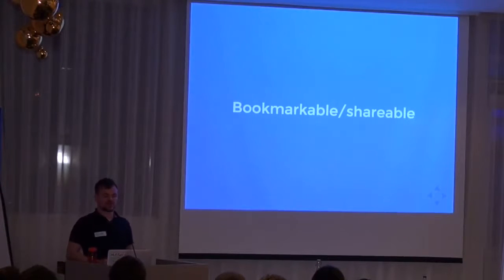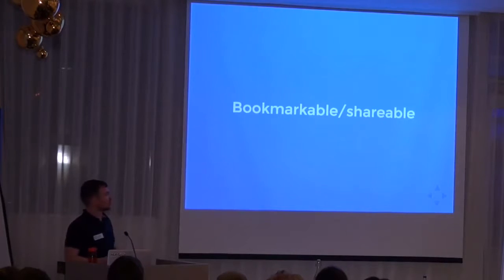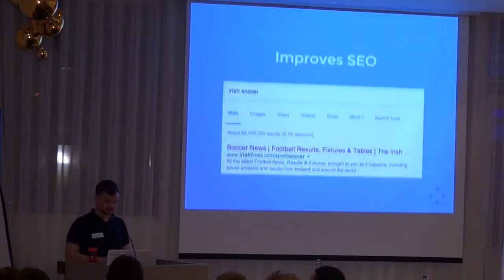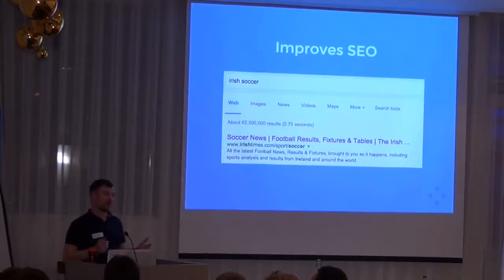So say on Twitter or Facebook, they're more likely to share the link out, and people are more likely to click it. If a URL has a load of IDs in it or doesn't make sense, people might be a bit wary of it. But if it's got a strong URL, they're more likely to click into it via Twitter or social networks. It also has a big impact on SEO.